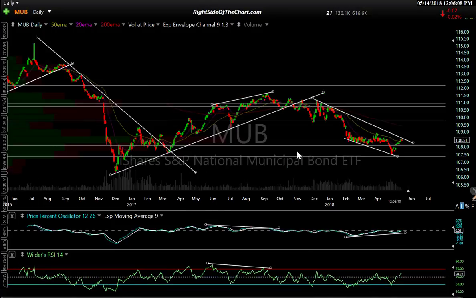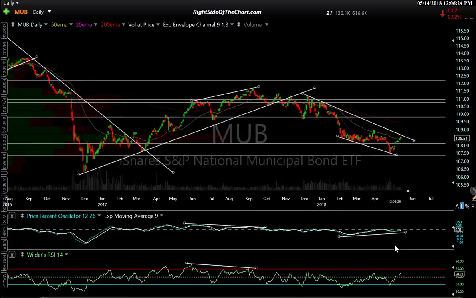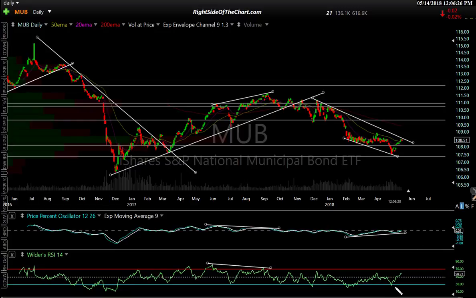I'll just touch on MUB for those of you in a high tax bracket. This is the iShares S&P National Municipal Bond Fund. There are tons of bond fund ETFs out there. For example, if you live in California or another state with high income tax, you can go get a California bond fund. But this one looks bullish as well. You have the divergence down here, positive divergence, just like you had a divergent high right here, negative divergence at that high.